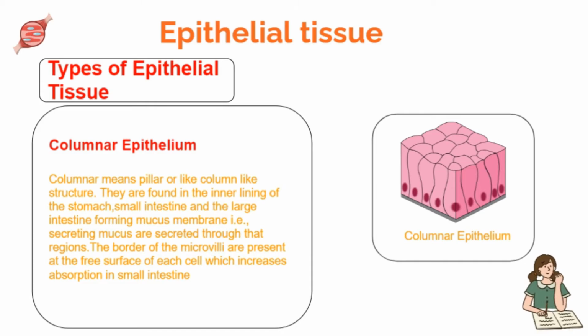Mucus is a chemical substance that is liquid in nature and it gets mixed with our food. The border of microvilli is present at the free surface end of each cell, which increases absorption efficiency in the small intestine. This example has been given because the small intestine has an inner lining covered with villi, which are again constructed with microvilli. So on those regions these columnar epithelium cells are found.